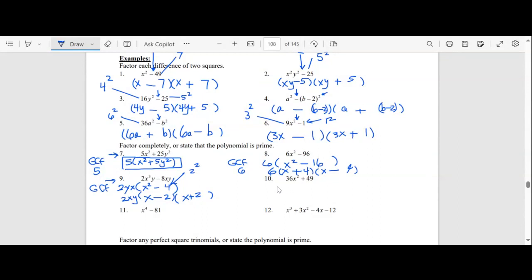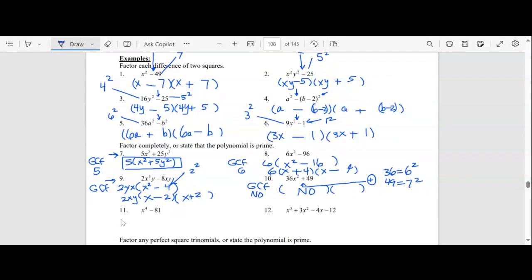Number 10. Do we have a greatest common factor here? Yes. What is the greatest common factor? 6. Does 6 go into 49? No. Okay, fine. Then I don't have a greatest common factor. Can I say 36? We said it's 6 squared, right? 49 is what? 7 squared. So can I do difference of squares? The answer is no. Why? Because this one is positive here. We said it has to be a difference of squares. So we cannot do that.